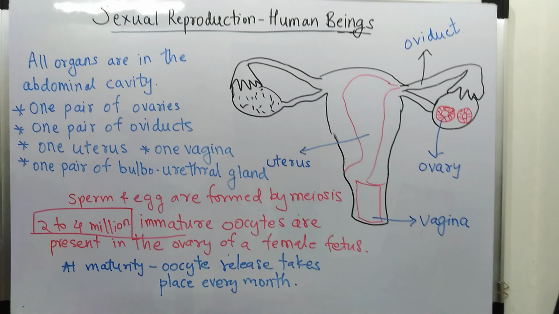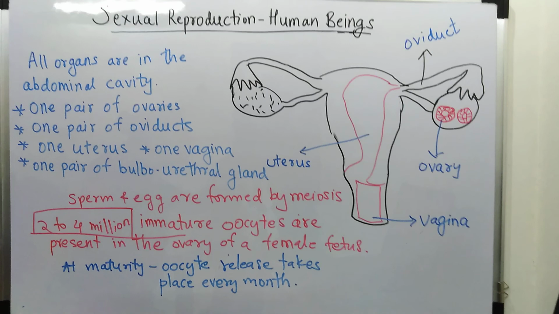The oocyte enters the oviduct through the opening present in the funnel end. Now cilia are present on the inner surface of the oviduct. Inside this oviduct that you see, this tube, there are cilia. Cilia are small hair-like structures present inside the oviduct, and these cilia push the oocyte towards the uterus. So now what happens?